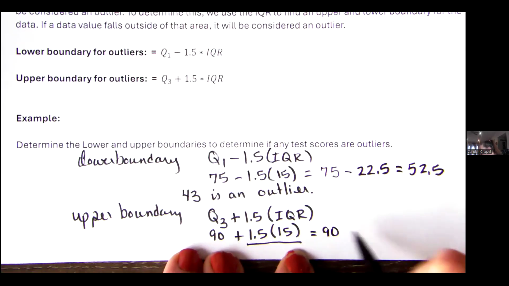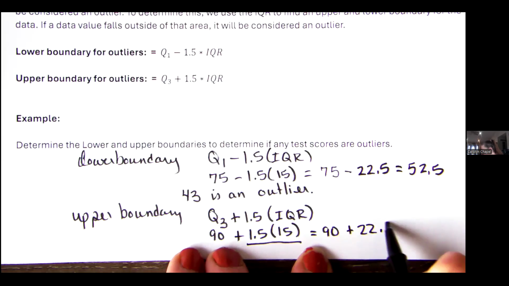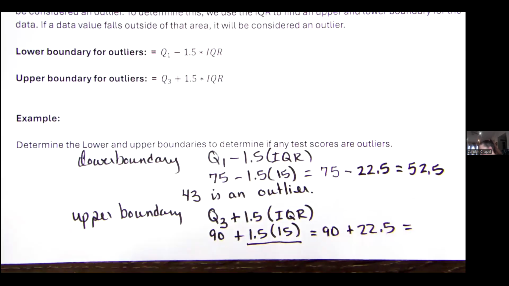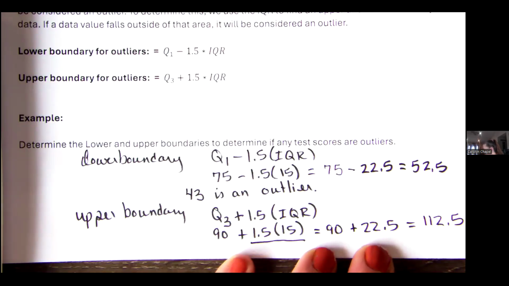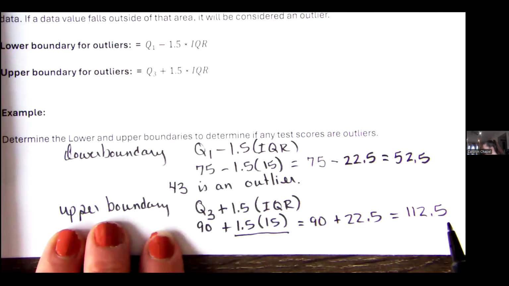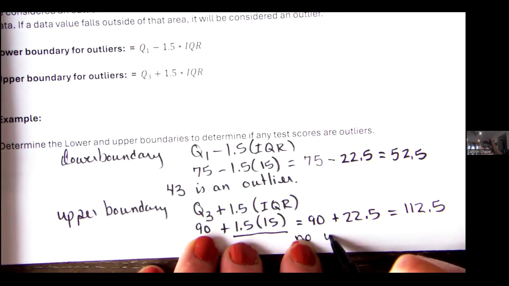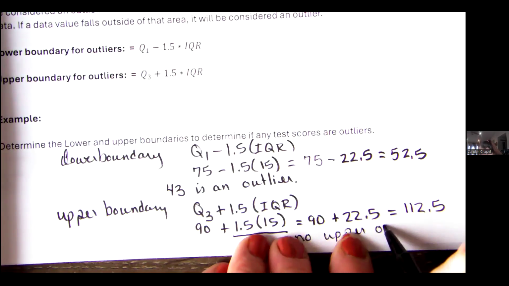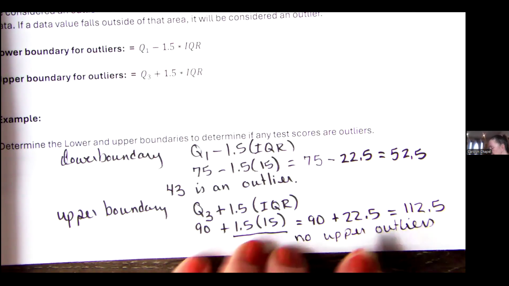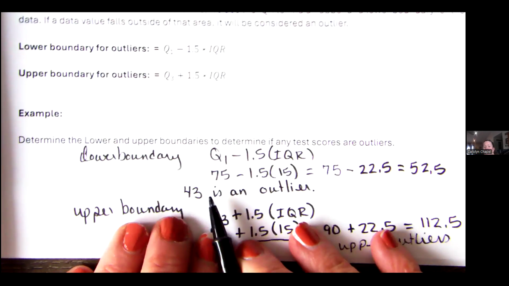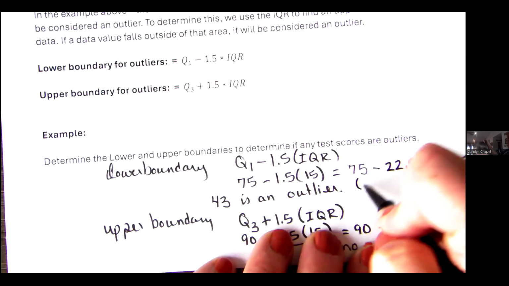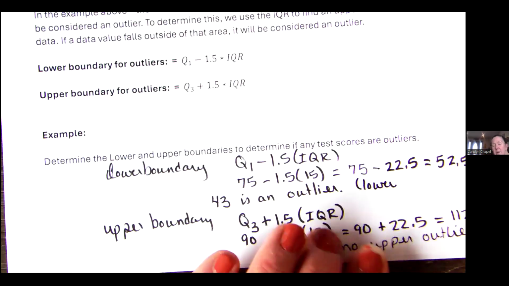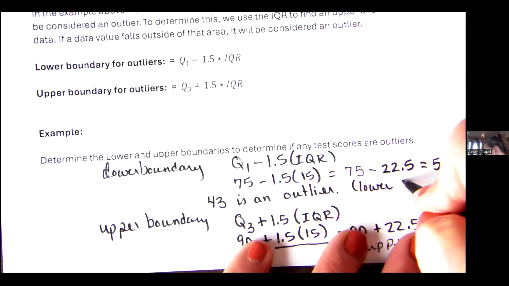So we're going to take our 90 plus the 22.5 that we had, which is 112.5. And we do not have any values that are larger than this, so we have no upper outliers. Sometimes we could also say that 43 is a lower outlier or a small outlier. And different textbooks will have you classify things slightly differently.